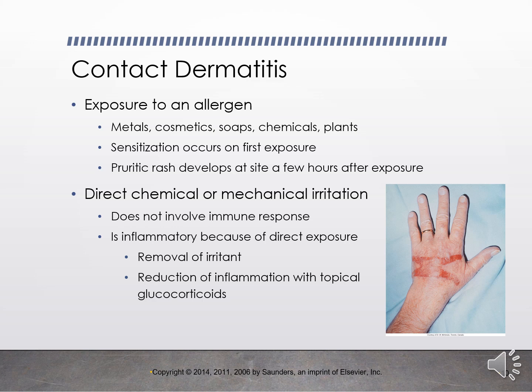Sensitization happens with the first exposure, and then on subsequent exposures, signs and symptoms like a pruritic rash develop a few hours after. Direct chemical irritation doesn't involve an immune response, but it is an inflammatory response caused by direct exposure to substances like soaps and cleaning materials, or acids or insecticides. So the skin is usually red and edematous, and it might be pruritic or painful. Removal of the irritant ASAP is definitely important, and reduction of the inflammation with topical agents like glucocorticoids is usually pretty effective.